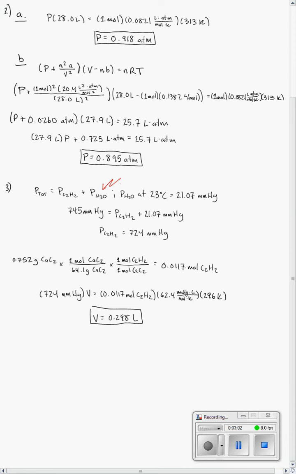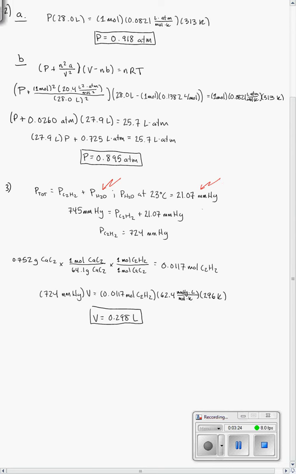Pressure of water vapor just depends on temperature. You're given a temperature here, 23 degrees Celsius. You can then look up the vapor pressure of water at 23 degrees Celsius. It's 21.07 millimeters mercury. To solve this problem, we're going to need to know the partial pressure of C2H2 because we're going to need to use that in our ideal gas law.